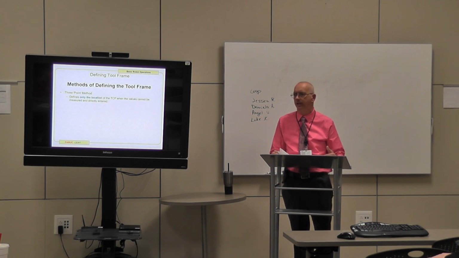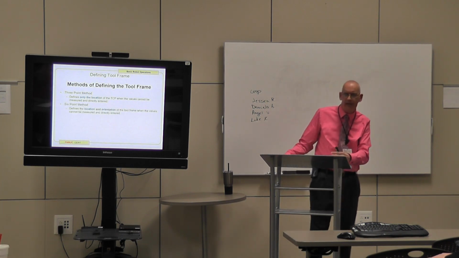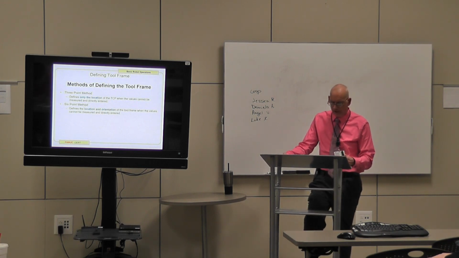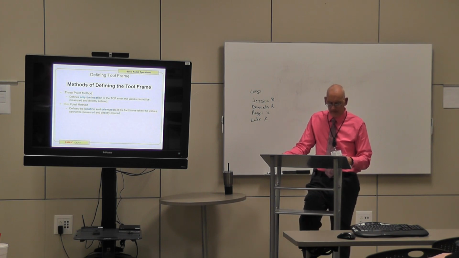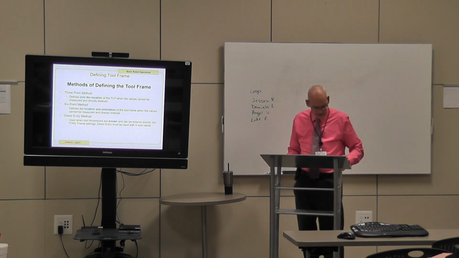The X, the Y, and the Z. Remember, location is big X, Y, and Z. The other one that we add to that is the 6-point method, which is an additional 3 locations. That is going to be the orientation of the tool frame when the values cannot be measured and directly entered. So this is the lab that we're going to participate in today. We're going to be doing a 3-point and a 6-point method tool frame definition.